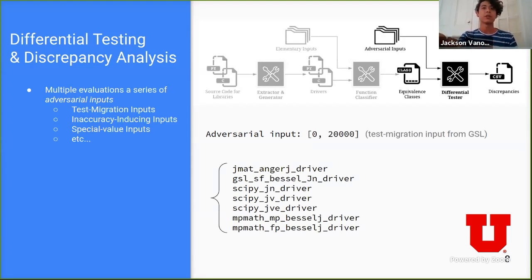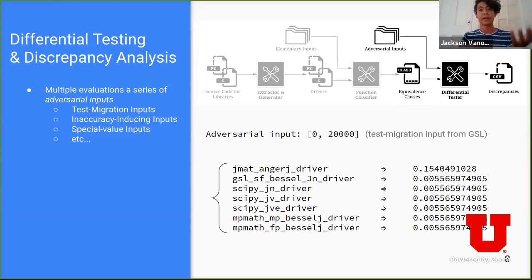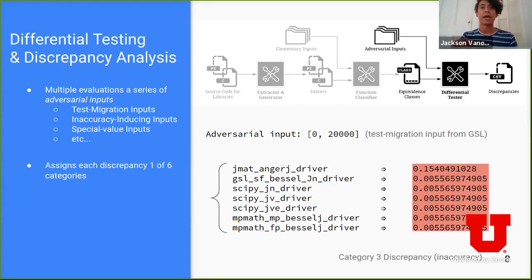Here's an example using that equivalence class of regular cylindrical Bessel functions and an input that was a test migration input from GSL. We see that discrepancy that we saw before, and the differential tester will identify it as such and assign it a category. For this categorization, we provide 6 categories based on characteristics we observed in the discrepancies, and this is one of our contributions in the paper. I don't have time to go through all of them now, but suffice to say they're organized so that higher numbers correspond to more severe discrepancies that are more likely to indicate buggy behavior. In this case, this is a category 3 discrepancy, which is an inaccuracy.